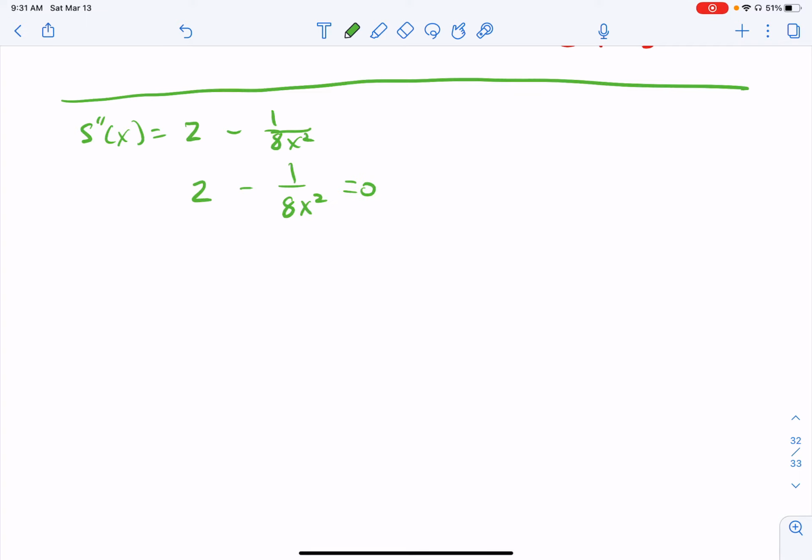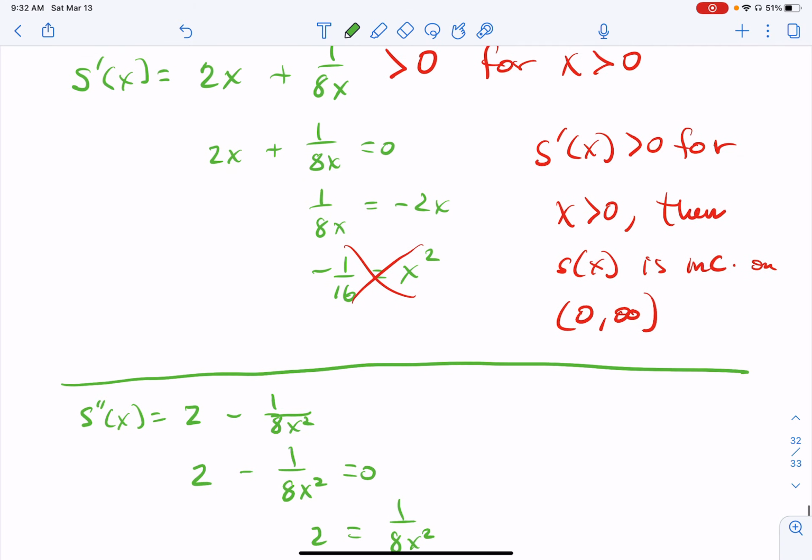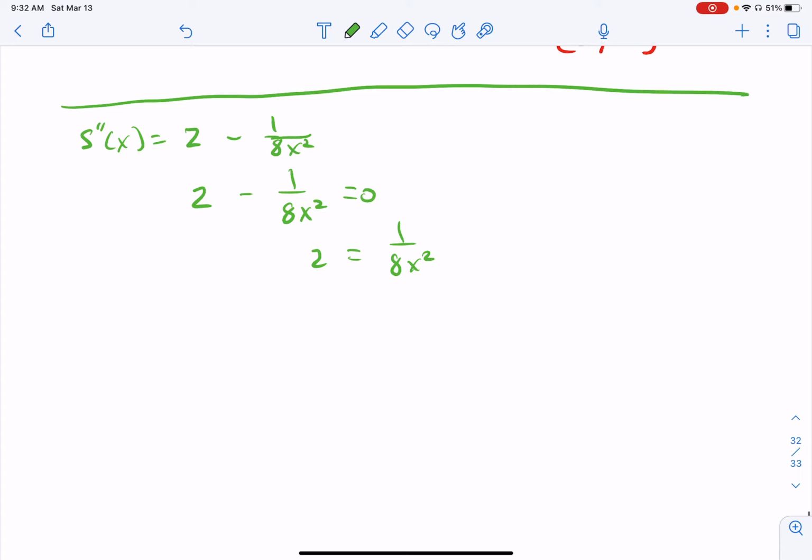Okay, this time I'm going to add over the 1/8 x squared. So 2 is equal to 1/8 x squared. Did I do that one right? I'm just wondering. Yeah, still 2, 2 is 8. Okay, anyway, let's see. I will multiply the x squared over, divide it by 2. X squared is equal to 1/16. X is equal to plus or minus 1/4. The negative doesn't make any sense, just a positive 1/4.